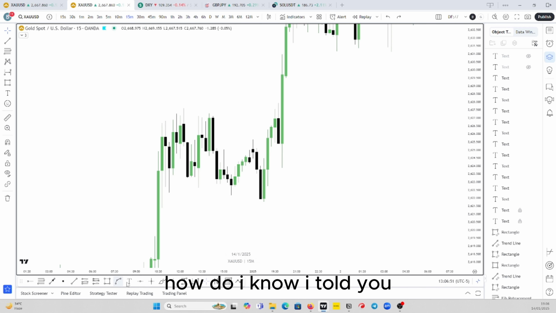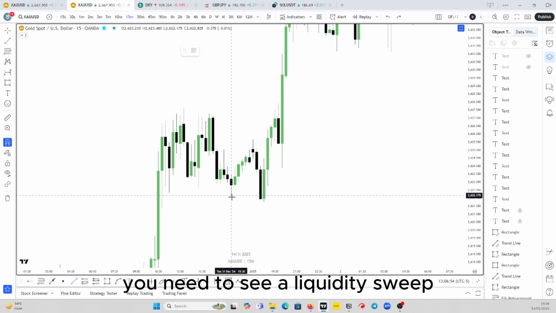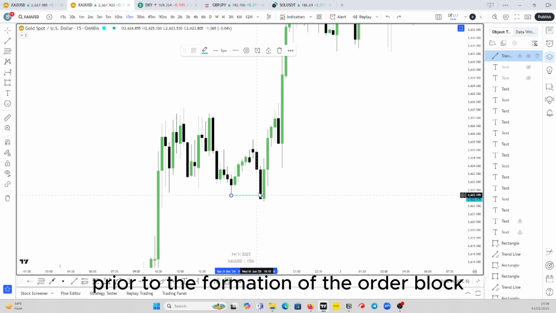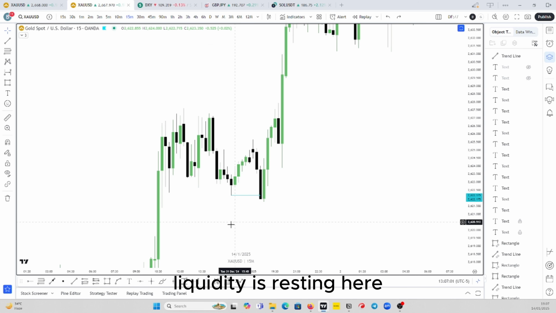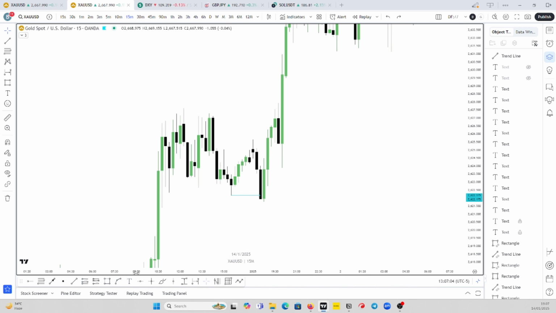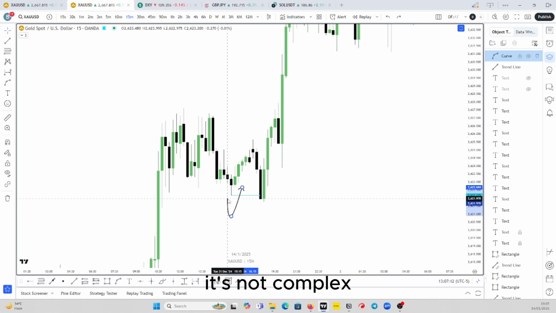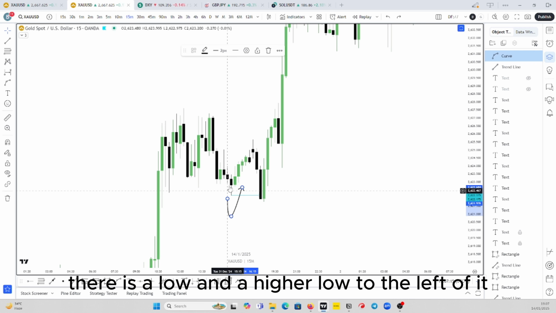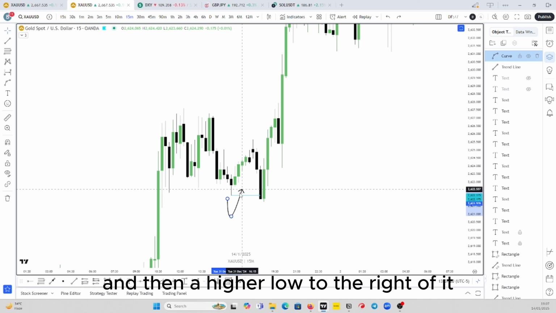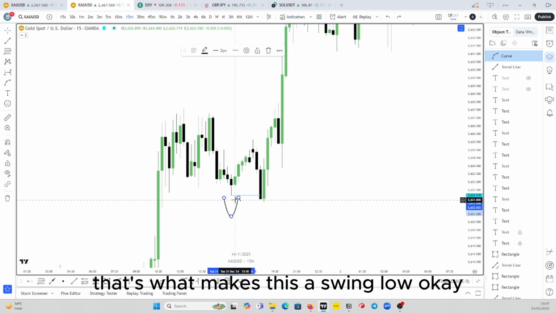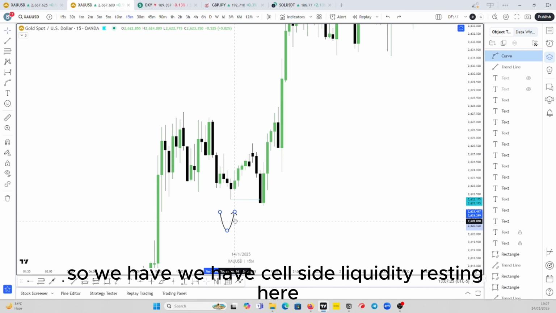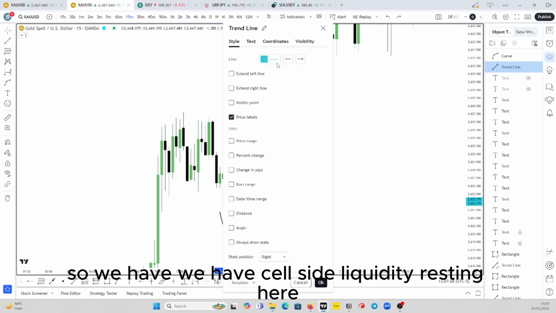Okay, how do I know? I told you, you need to see a liquidity sweep prior to the formation of the order block. Liquidity is resting here because I know this is a swing low. Typical anatomy of a swing low. Okay, it's not complex. There is a low and a higher low to the left of it, and then a higher low to the right of it. That's what makes this a swing low. So we have sell side liquidity resting here.